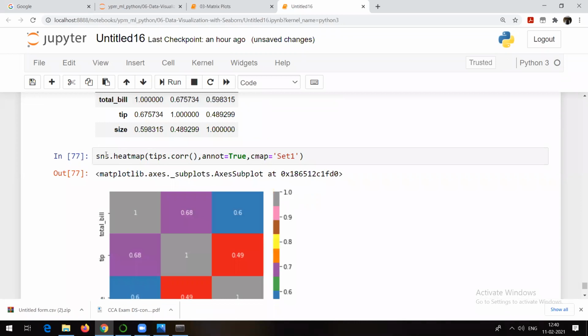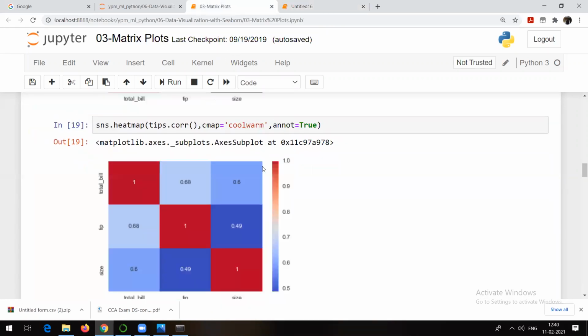So yes, this is also something which we generally make use of many times before passing our data set to the machine learning algorithm. So remember, there is something called a heat map, which helps us to see the correlation in the form of a matrix.